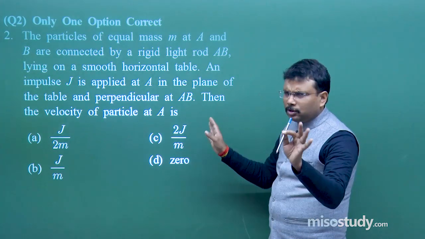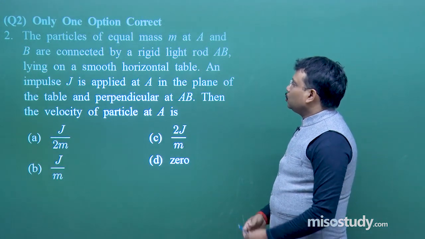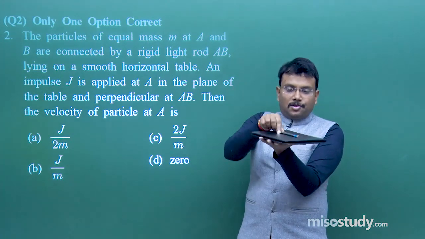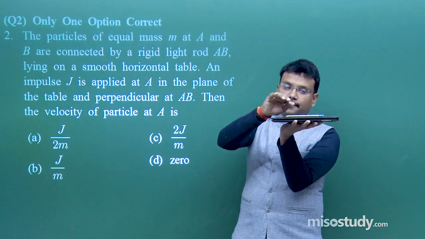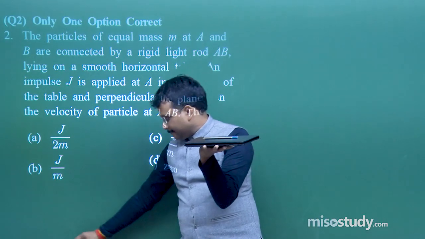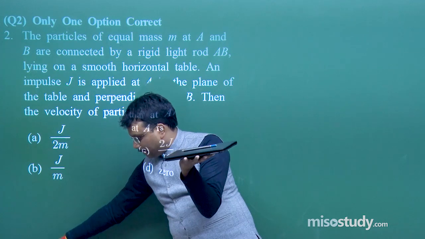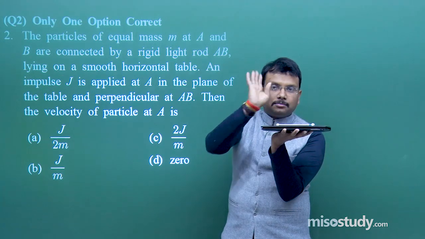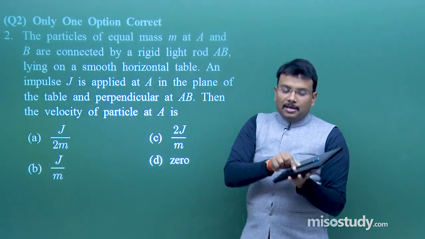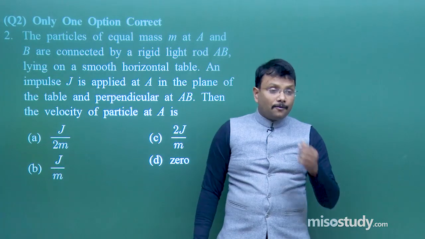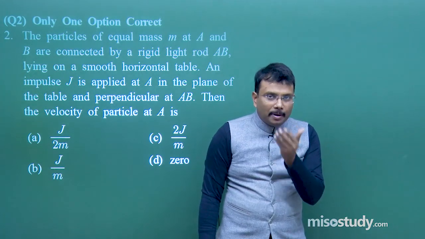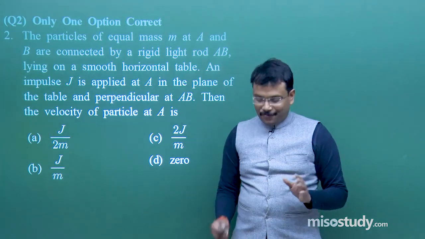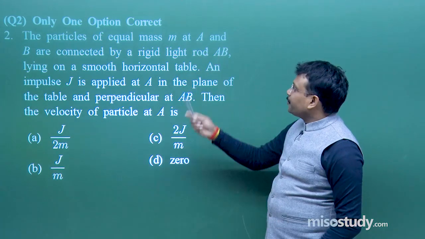The particles of equal mass m at A and B are connected by a rigid light rod AB. Clear? I will draw the diagram also. Lying on a smooth horizontal table. It is lying on this smooth surface. Fine. One particle here, I think I should show you, that way visualization is easier. One, another. Fine. See, in physics sometimes you will laugh, this is the problem. Problem is, if you are unable to visualize the problem, then the problem is going to create so many problems. Fine. So first thing is you should visualize.